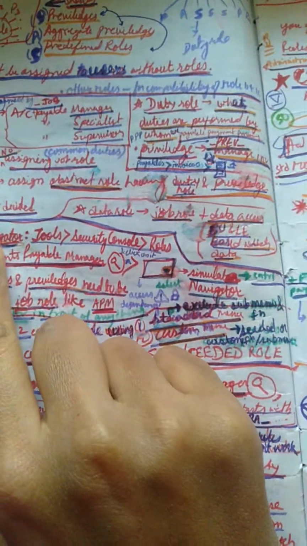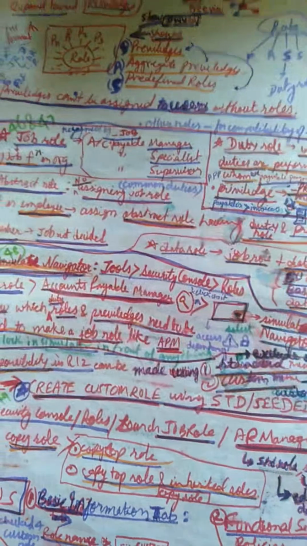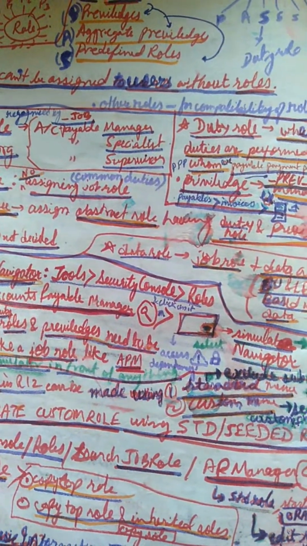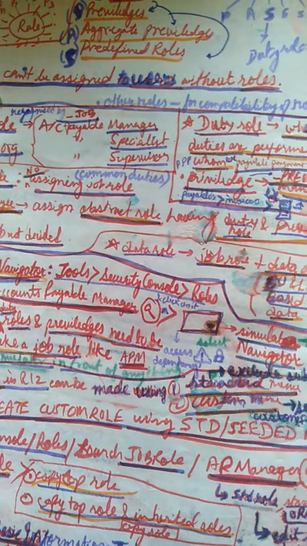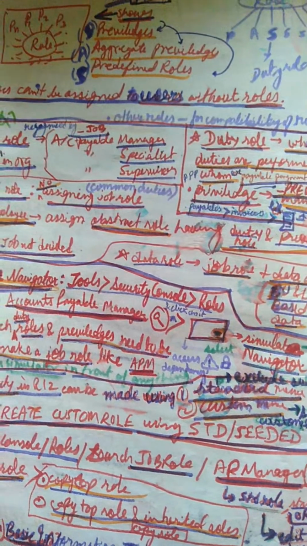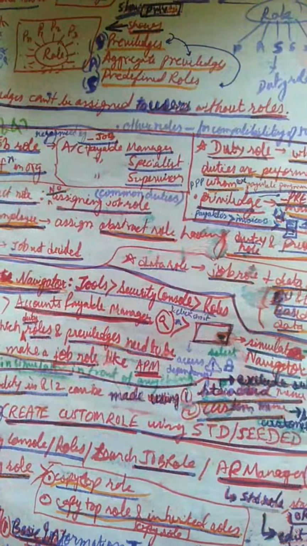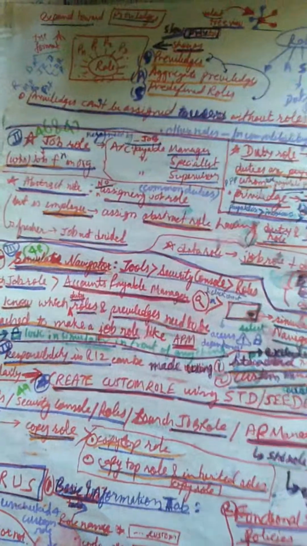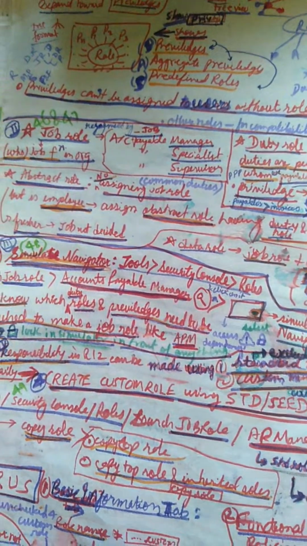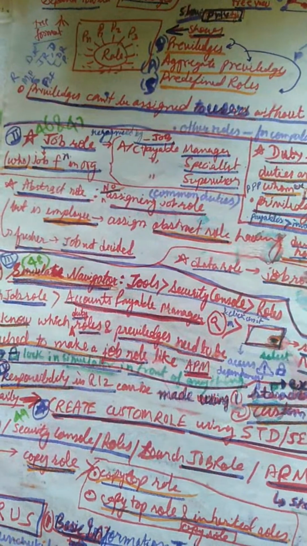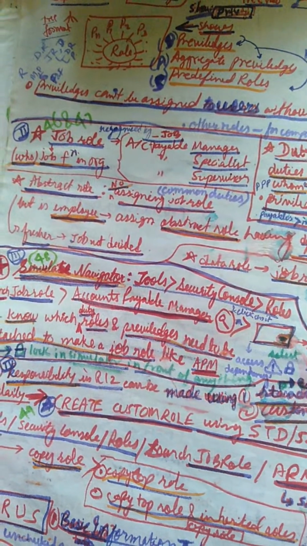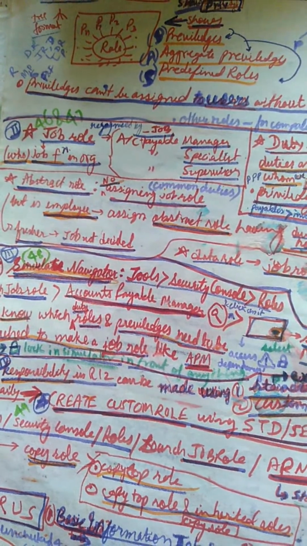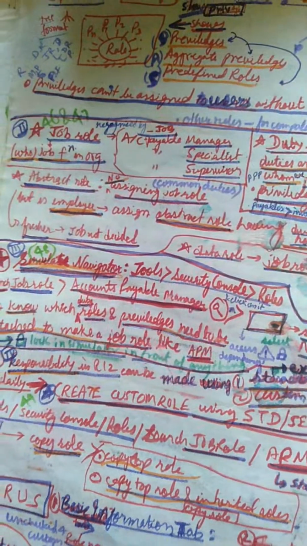And basically, as discussed, abstract role is given to users whose job isn't defined yet, basically for doing the common duties. So if a new employee joins an organization, then for doing the common duties, an abstract role, which comprises certain duty roles and privileges, is given instead of a job role.